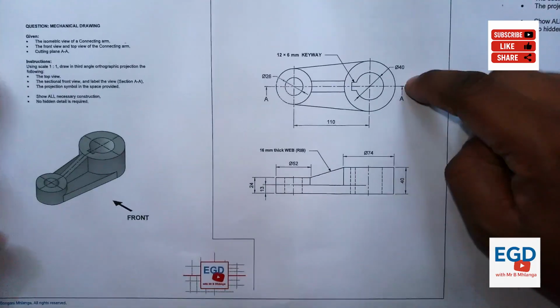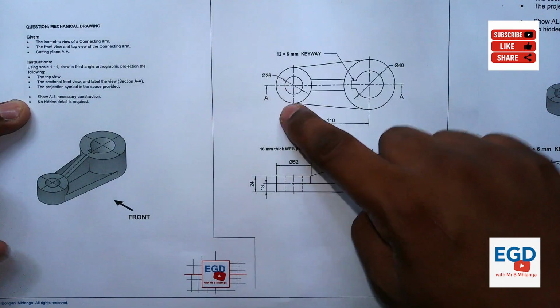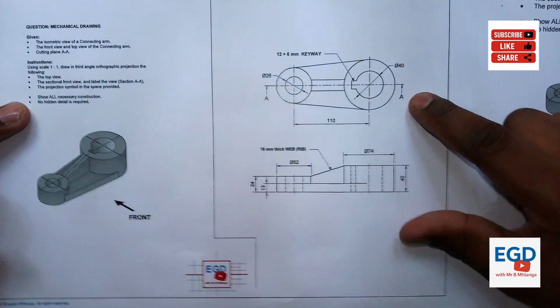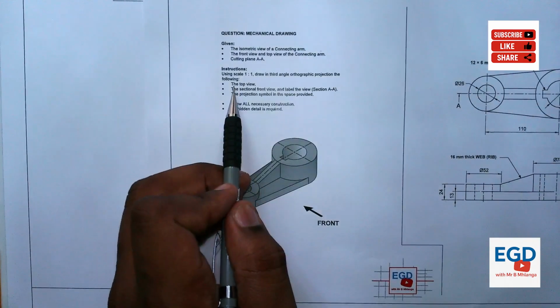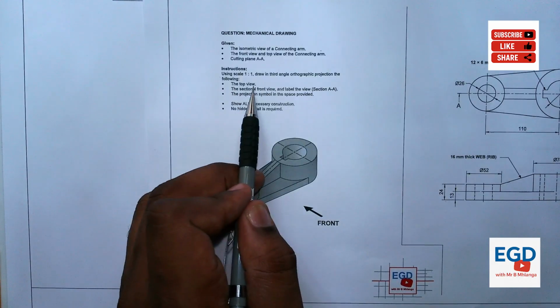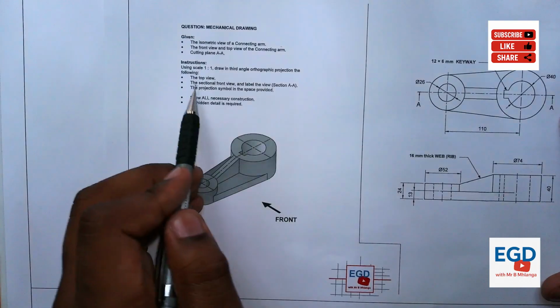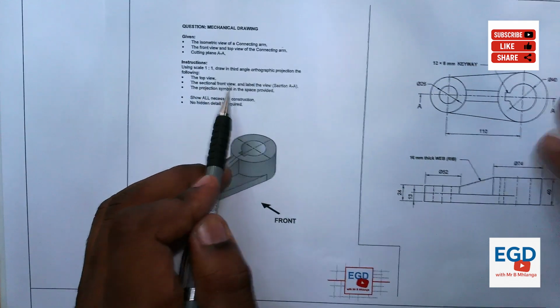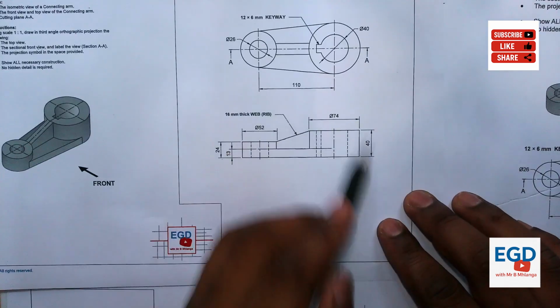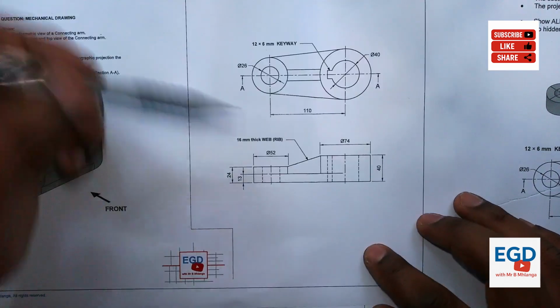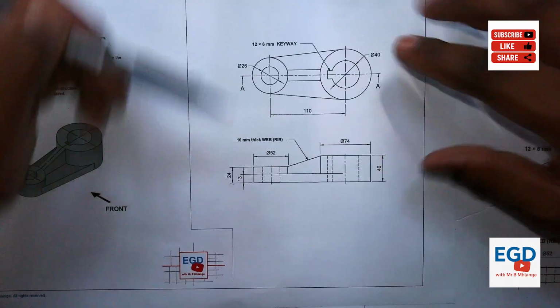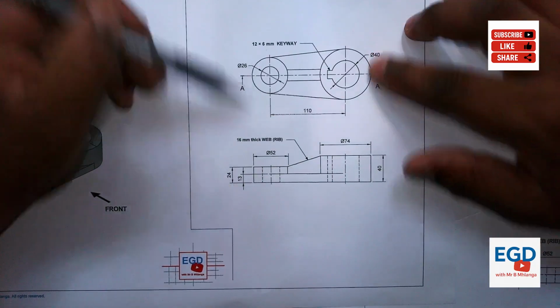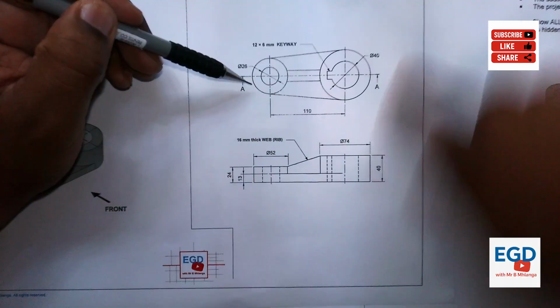So I'll start by drawing the top view because I'll have to draw it exactly as it is, right? Why? Because I was asked to draw the top view, all right? But when it comes to the front view, I'll have to draw the sectional front view. So it means I'll draw this view cut, all right? So in order for me to draw the sectional front view, I'll have to draw the top view first so that I can project all the points down, all right?